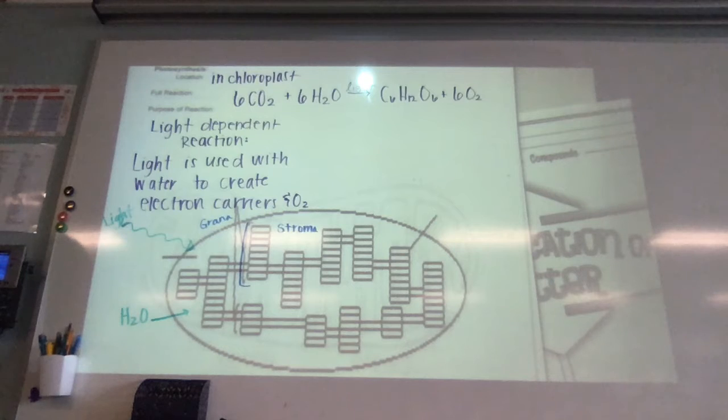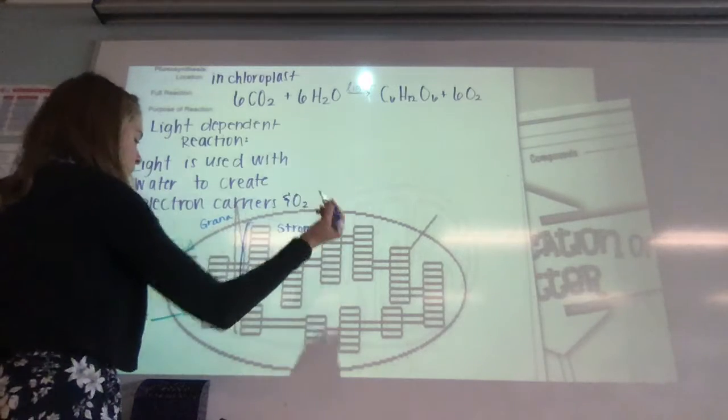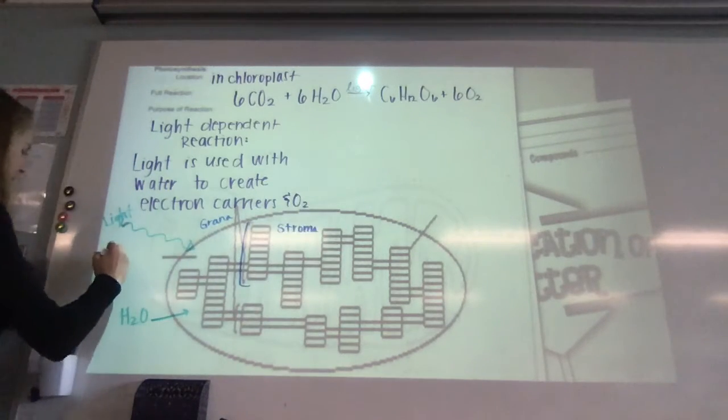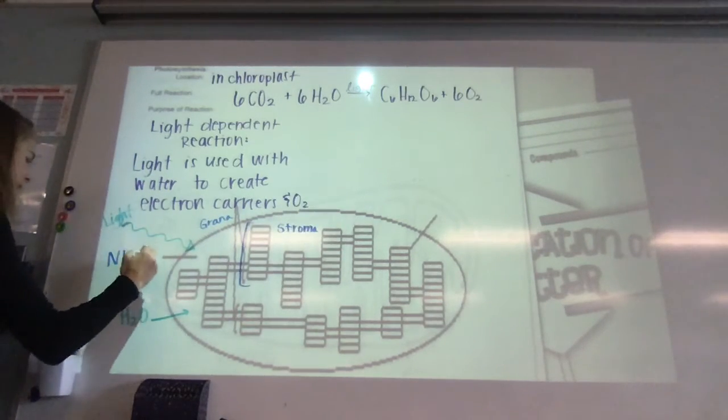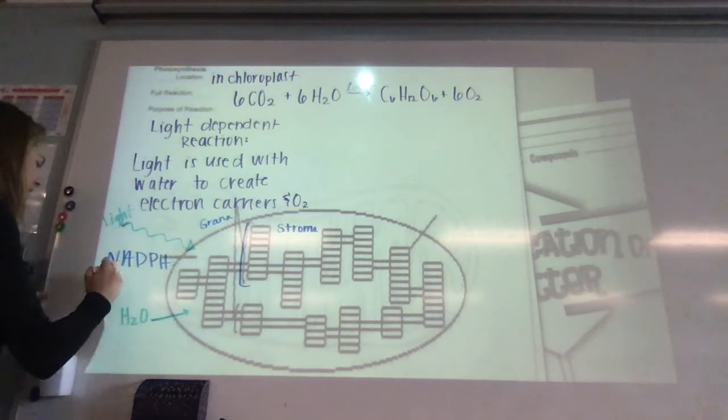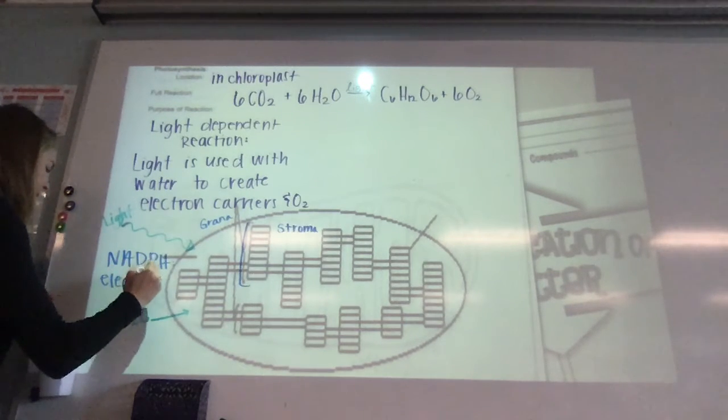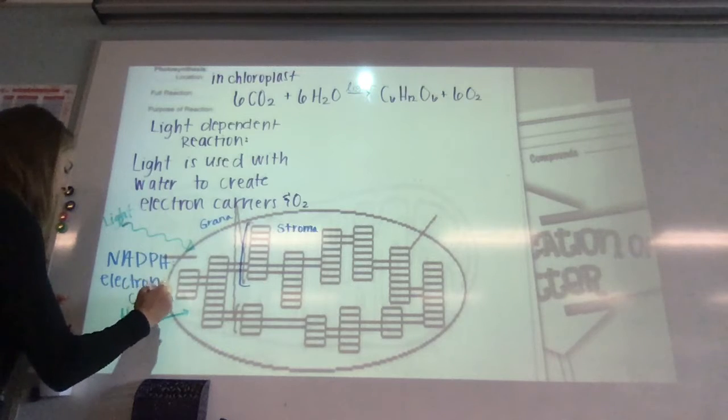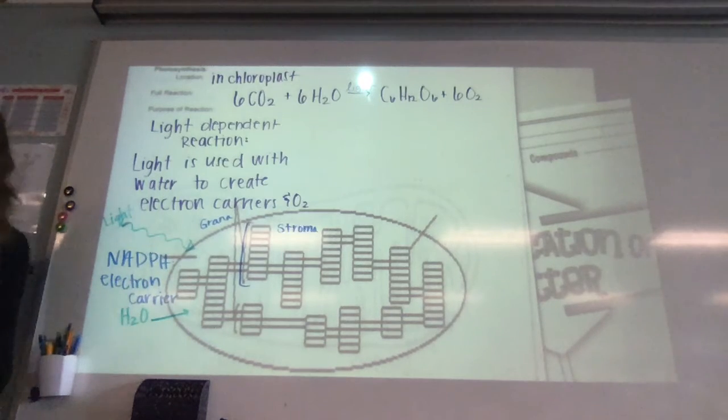So light is being used to create electron carriers. What we call an electron carrier, I'll put it over here, is NADPH. NADPH is an electron carrier, and electron carriers are super important in the process of photosynthesis. So we're making electron carriers.